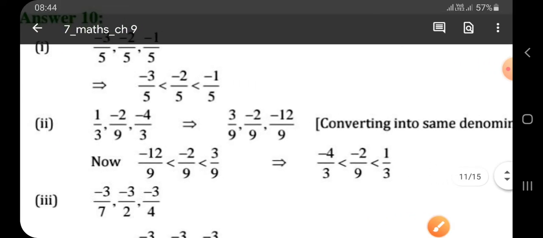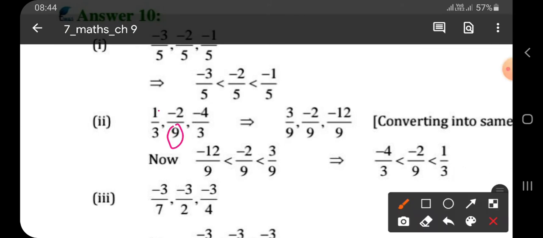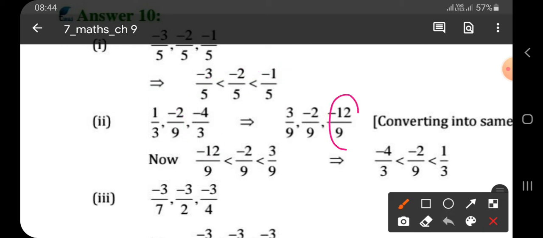So what you have to do? Convert into the same denominator. Here 9 is given, so the other fraction you have to convert to the denominator 9. You have to multiply by 3. 1 upon 3 multiplied by 3 will be 3 upon 9. This minus 2 upon 9 stays as it is. Minus 4 upon 3 multiplied by 3 will be minus 12 upon 9. Now it's easy. The smallest number is minus 12 upon 9.